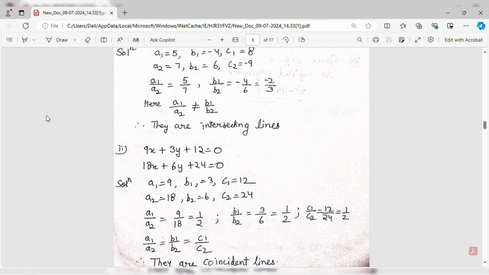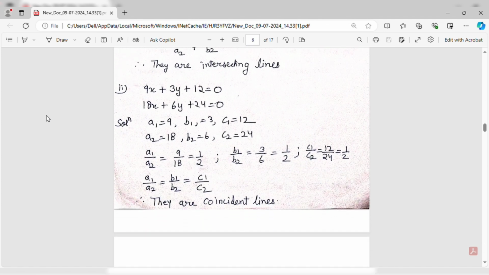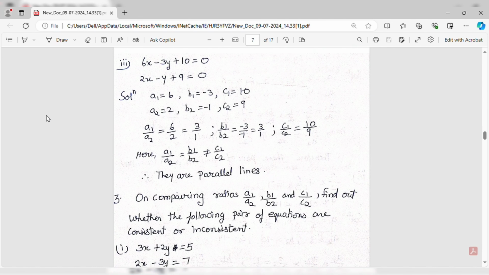In the second part, we can see the ratios A1 upon A2, B1 upon B2 and C1 upon C2 are all equal to 1 by 2. So these lines are coincident lines. In the third part, we can see that A1 upon A2 is equal to B1 upon B2, but it is not equal to C1 upon C2. So clearly these lines are parallel lines.